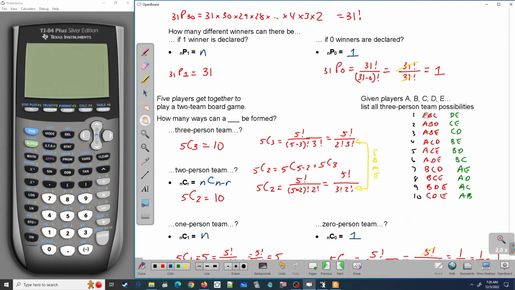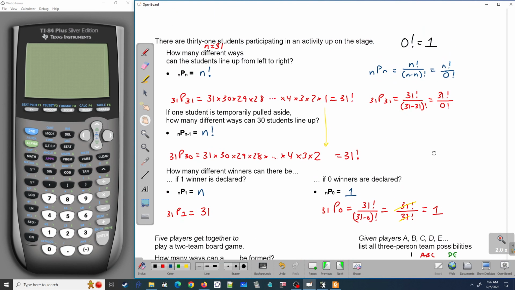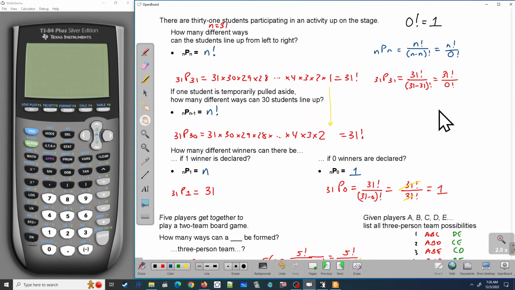And just remember that we have been learning the factorial. We now know that also 0 factorial is defined to be 1.